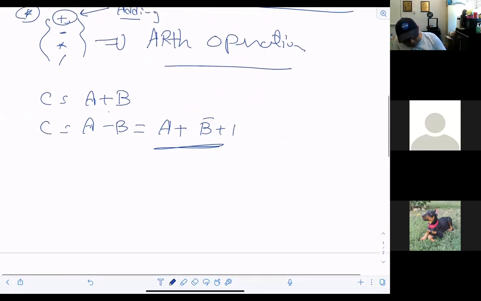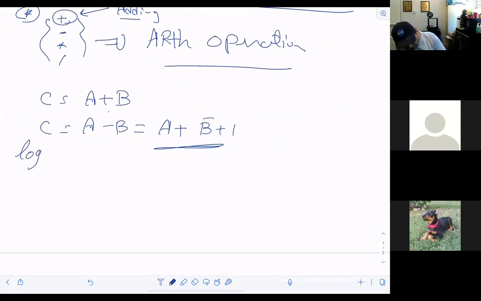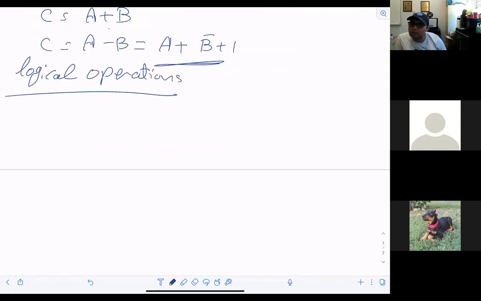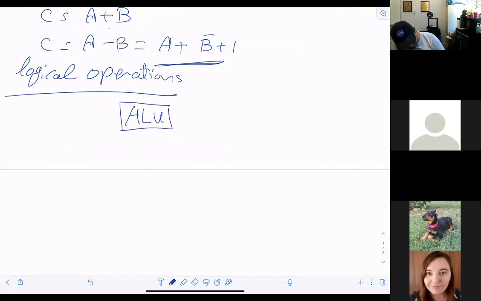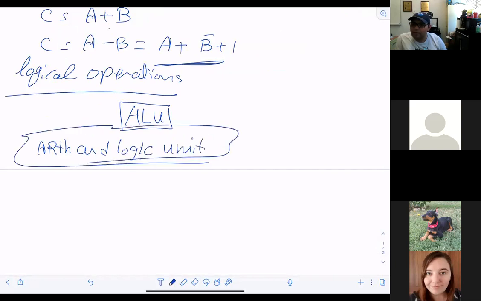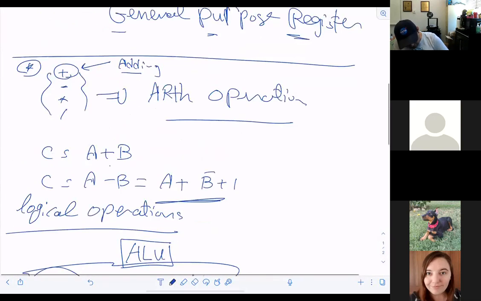Right? Now we're going to have another aspect. It's called logical operation. Because normally the central processing unit, the CPU we have, has something called the ALU. Have you heard about this term before? ALU, the arithmetic and logic unit. This is the computational brain in the computer. So we already covered the arithmetic. We need to cover the logical part.